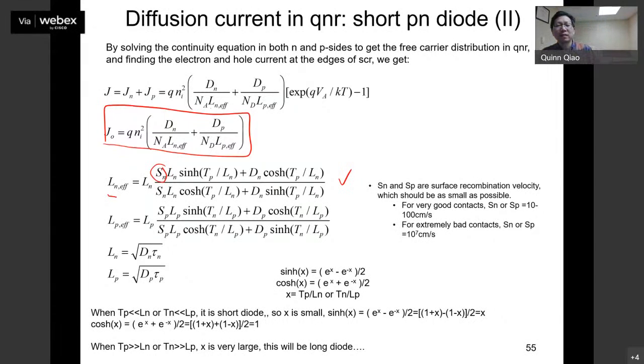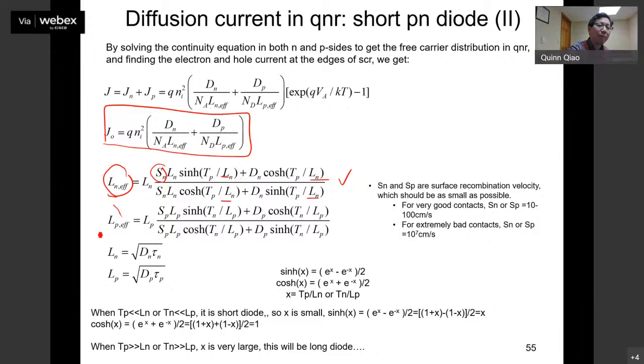The same thing for Dn, that's the electron diffusion coefficient on the P side. Tp is the thickness of the P side, Ln is the electron diffusion length of the P side. That's why everything in this equation is about Ln, because this Ln effective is the effective electron diffusion length in the P side. So everything is Ln, Ln, Ln, Ln.